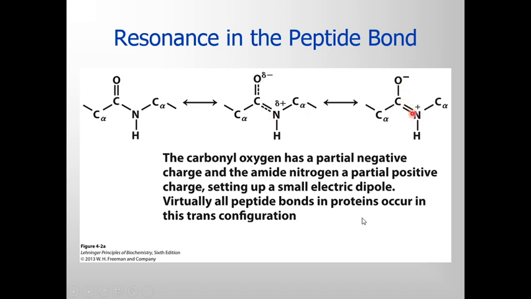Now, this kind of representation does not exist. What we usually represent is like this. When we write like this, it is understood that this bond is partial double bond, and it always occurs in trans configuration, virtually all peptide bonds. There are exceptions.